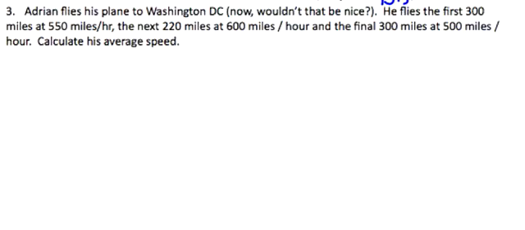Adrian flies his plane to Washington, D.C. He flies the first 300 miles. That looks like a change in x. At 550 miles per hour, that's definitely a velocity. The next 220 miles, that's a change in x. At 600 miles an hour, that's a v. And the final 300 miles, change in x, at 500 miles an hour, that's a v.